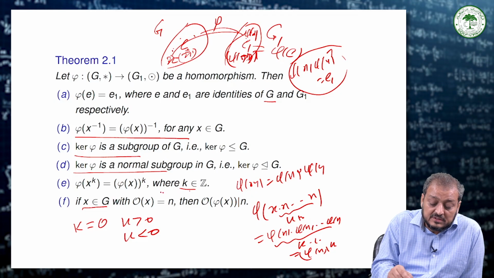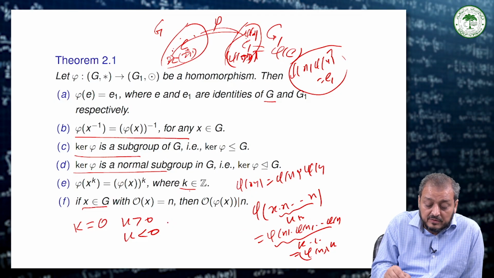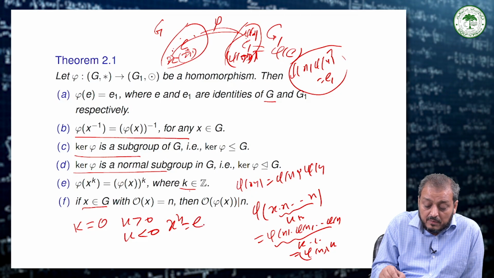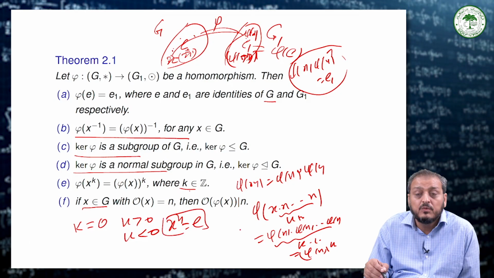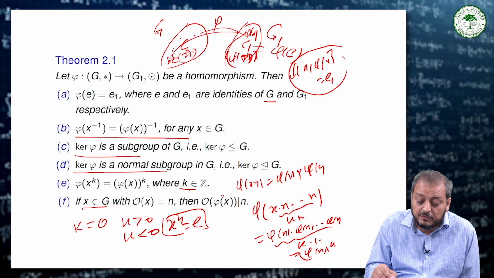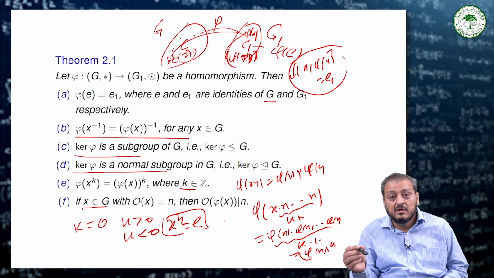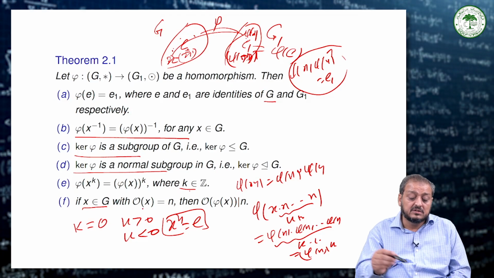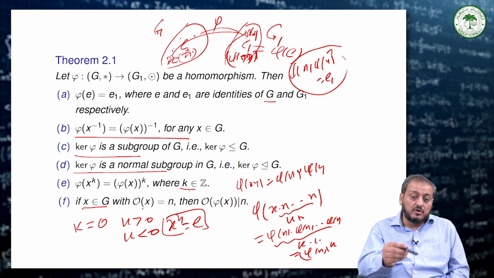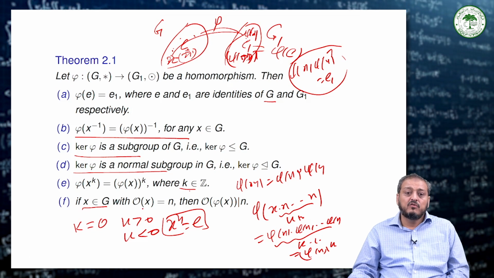And finally, if x is any element of the group G and the order of x is equal to n, this means x to the power n is the identity. Then the order of phi of x must divide n. So the order of phi of x must divide the order of x. One by one we will give the proof of this.